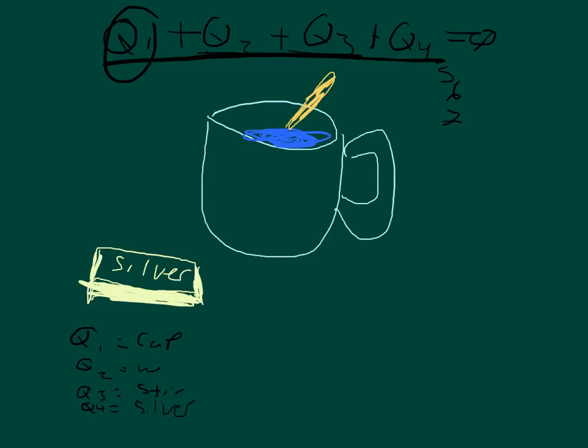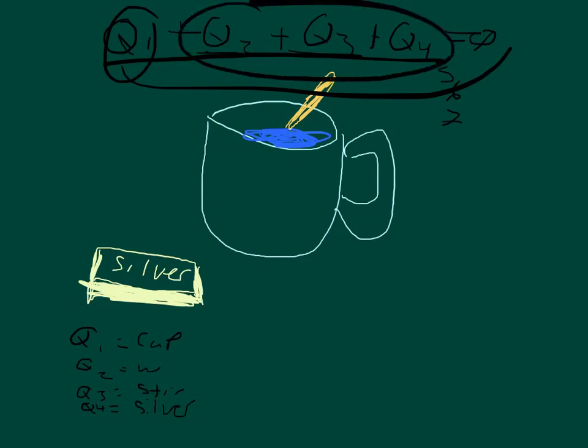There's a couple ways to do this. We could isolate Q1 by subtracting it to the other side. I wasn't smart enough to think of that initially, so I subtracted all Q2 through Q4 to the other side. So I'm just going to go ahead and work it like I worked it originally. Q1 equals the negative of Q2 minus Q3 minus Q4.